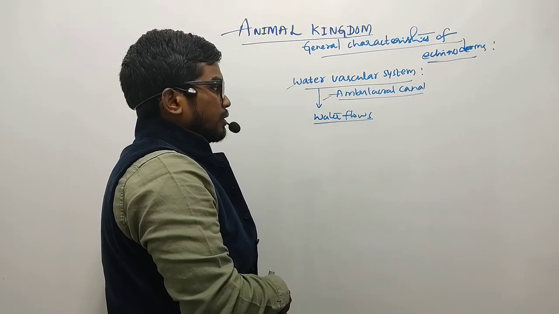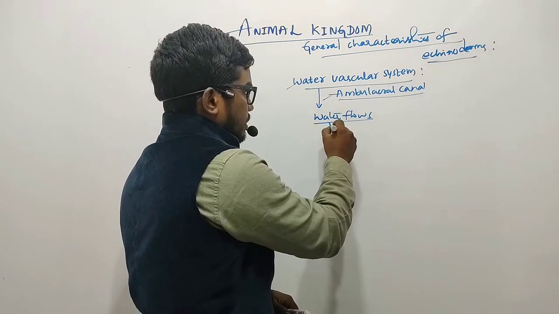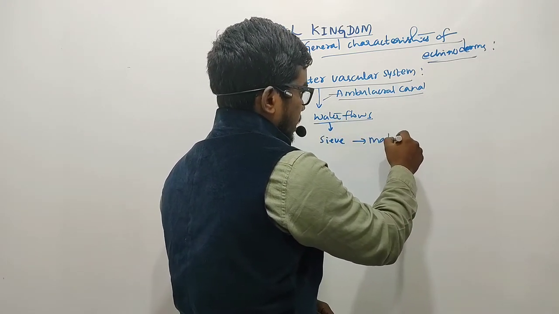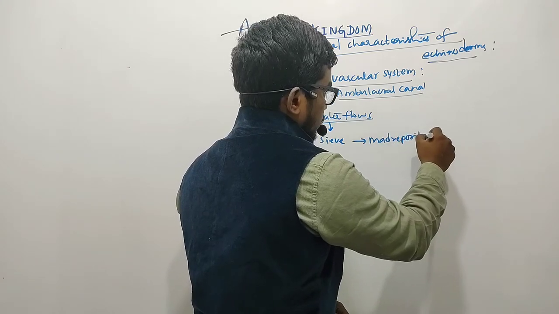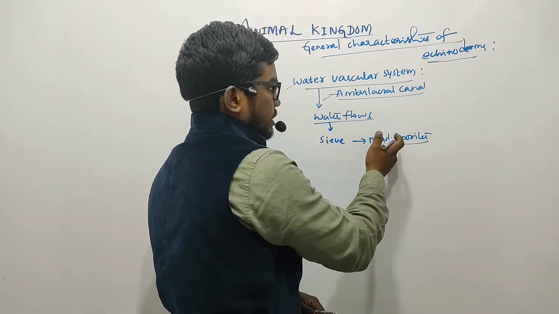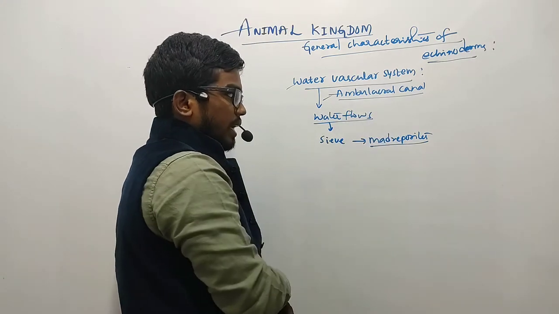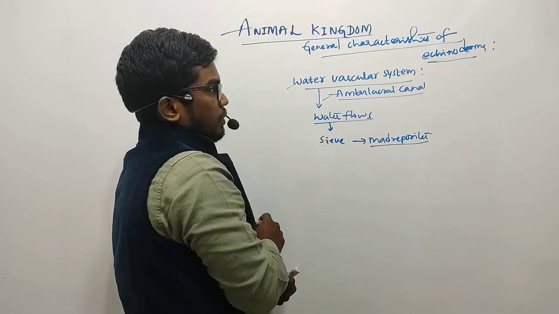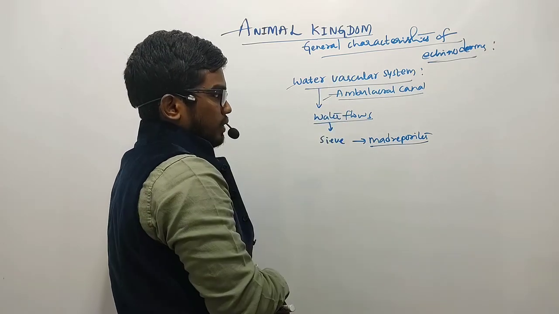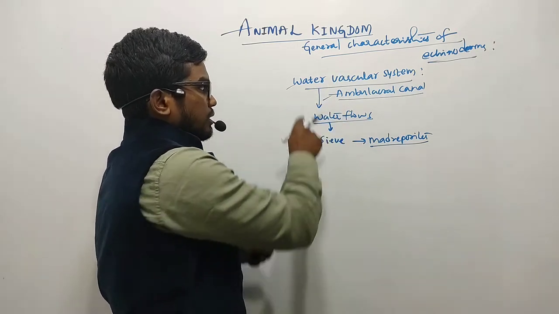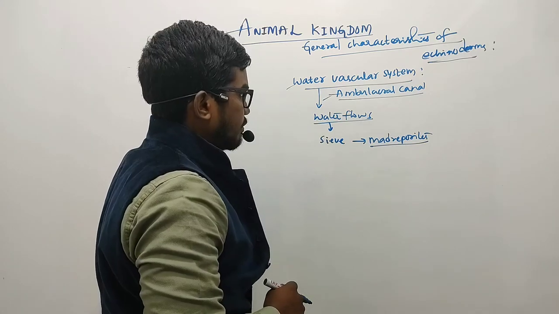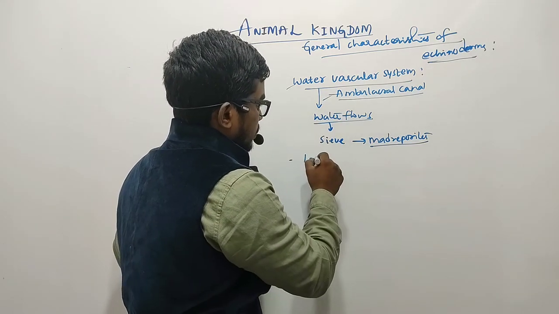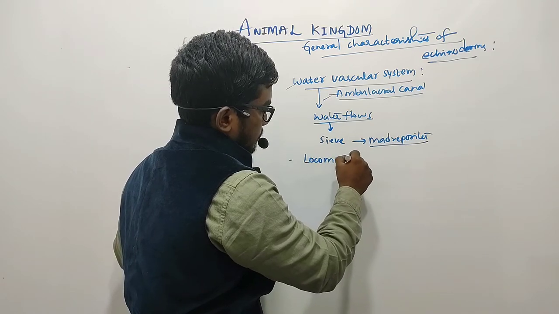Note one point, there is one sieve-like structure, which we call the madreporite. These are the openings through which the water moves inside the body and moves through the canals, which form the water vascular system. So this is a special characteristic which we can find. Further, let me talk about locomotion.